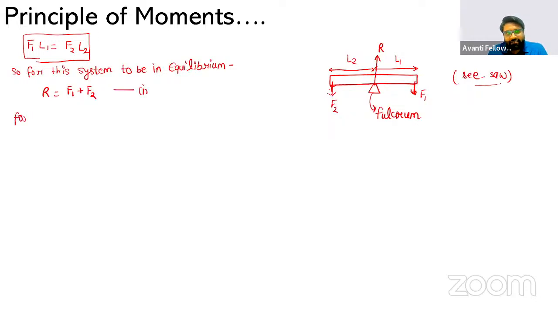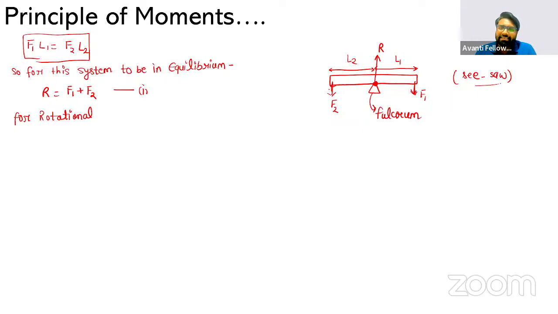For rotational equilibrium, I have told you in the previous session, the net torque about a point should be zero. About each and every point it should be zero. So choose the point at this fulcrum. About this fulcrum, we draw the torques, write the equation and put it equal to zero.